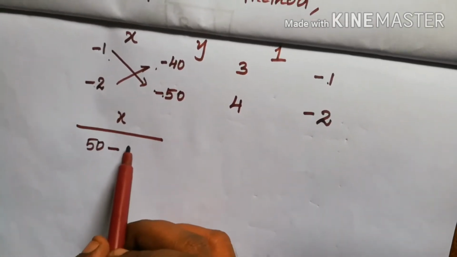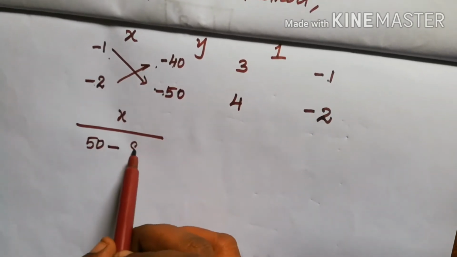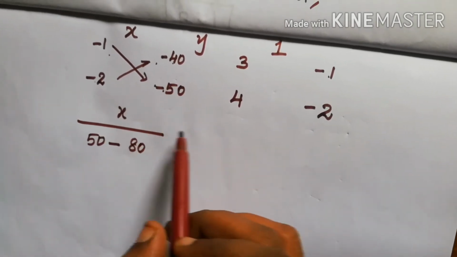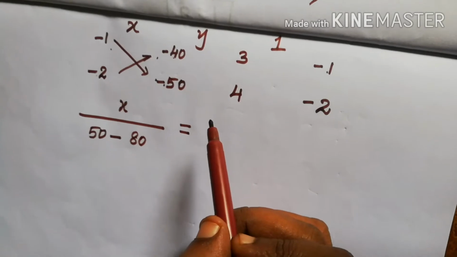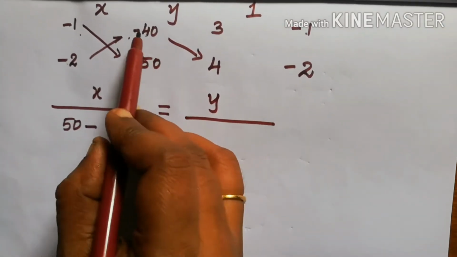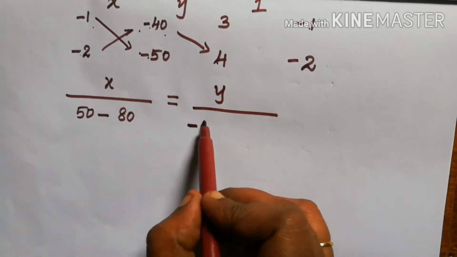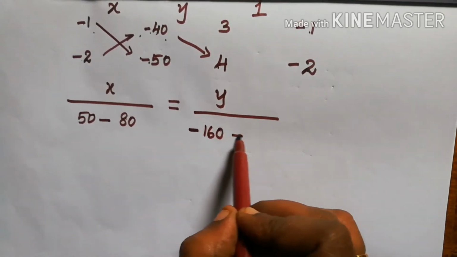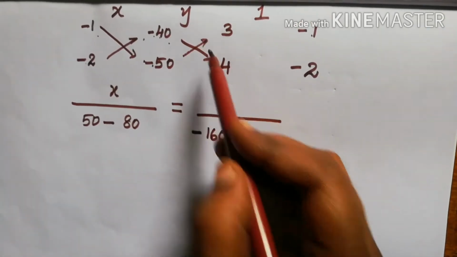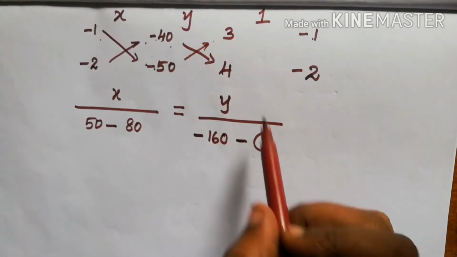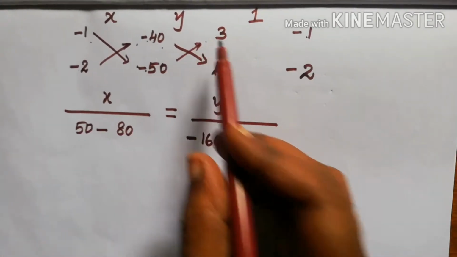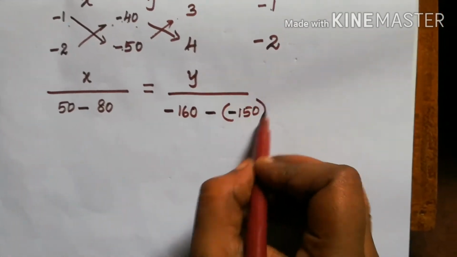What is the up arrow? Minus minus plus. So 2 into 40, 80. Directly you can multiply and write. Equal to arrow. Minus into plus, minus 40 into 4 is 160. Minus, what is your up arrow? Minus into plus, minus 50 into 3, 150.